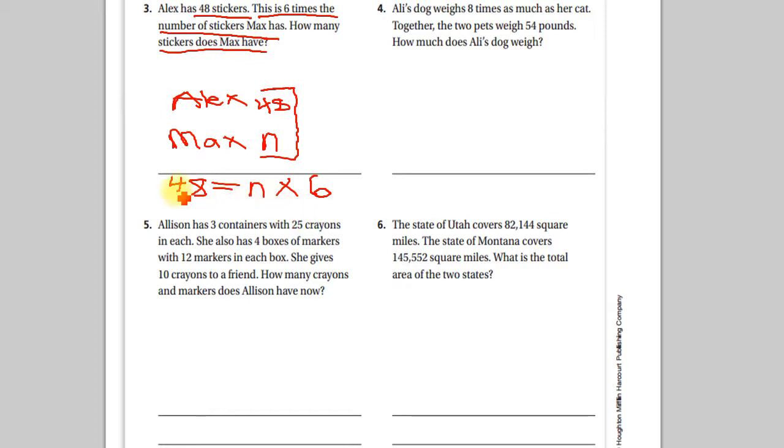Okay. So now can we figure this problem out? Well, sure. Now we have a fact family, or we can work it backwards and do 48 divided by 6 to find our n. And I'll let you go ahead and find the n on your own.